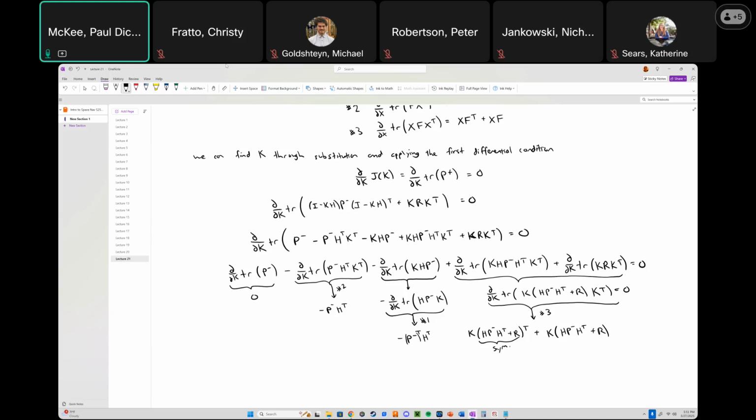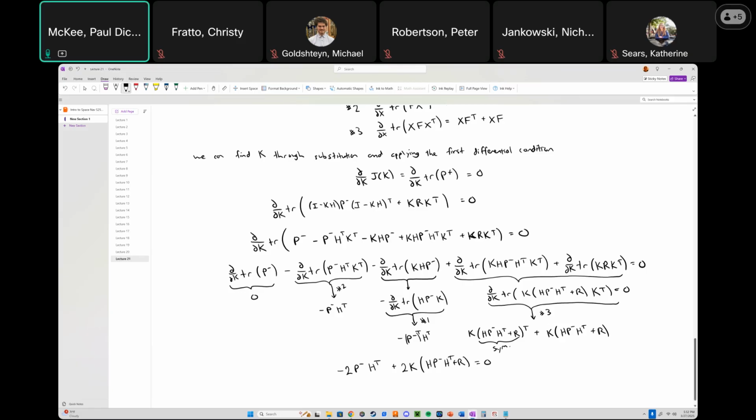Okay, sorry. I'm just looking at the next step in my notes, and I wanted to make sure I didn't screw something up. So we kind of have the wreckage of a battlefield here, but if we combine all of our terms, we're going to end up with negative 2 P minus H transpose plus 2 K (H P minus H transpose plus R) is equal to 0. Okay, all we're doing is combining all of our terms. Thankfully, we get a mercifully short equation after all this.